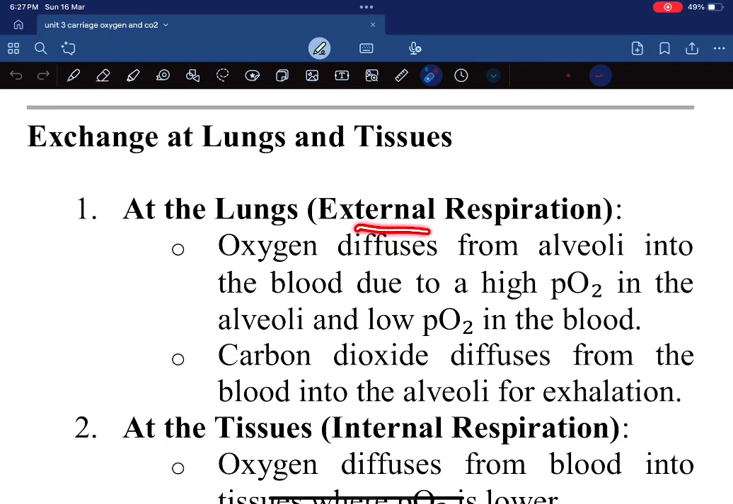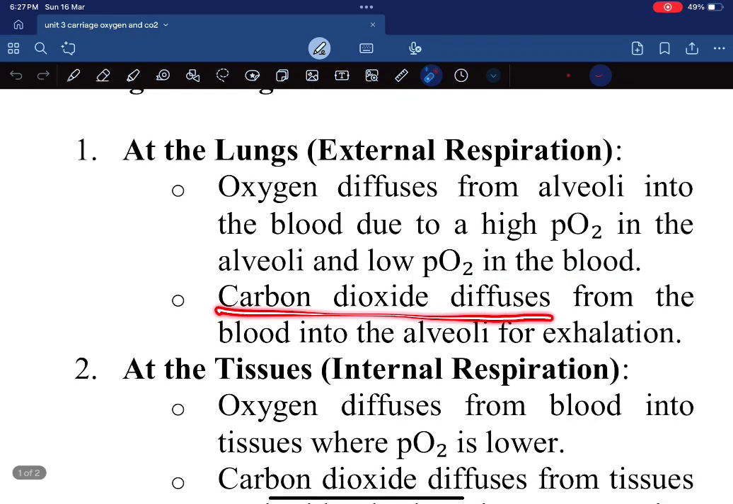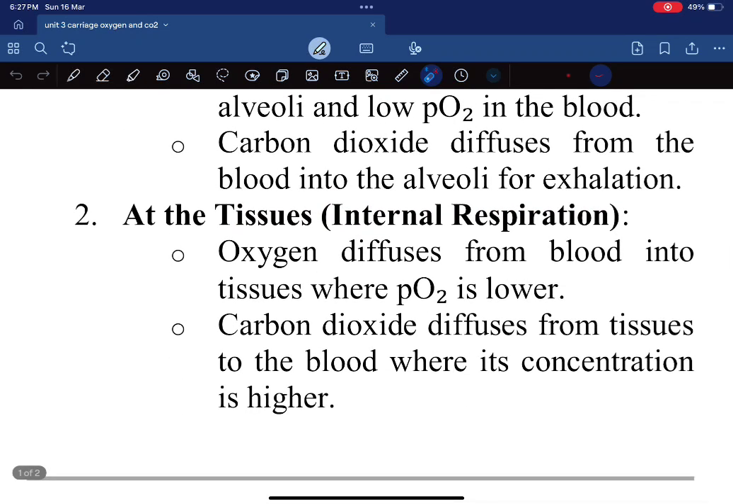At the lungs, external respiration. Oxygen diffuses from alveoli into the blood due to a high partial pressure of oxygen in the alveoli and low partial pressure of oxygen in the blood. Carbon dioxide diffuses from the blood into the alveoli for exhalation. At the tissues is internal respiration. Oxygen diffuses from blood into tissue where partial pressure of oxygen is lower. Carbon dioxide diffuses from tissue to the blood where its concentration is higher.